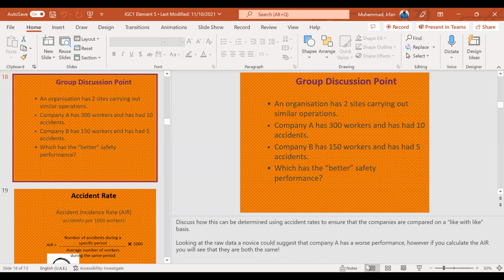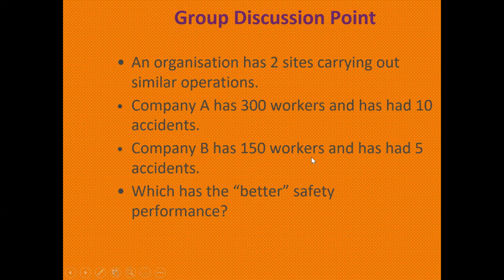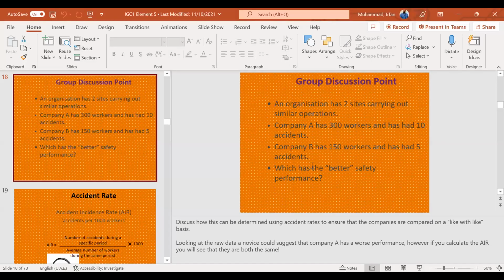So I think it's the same, because it's the same ratio between both companies. Yeah, but company A is in worse condition because when you count the accident rate, company A has the higher accident rate. Let me explain. Looking at the raw data, the number of workers is higher. But when you count the accident rate, it will become the same, because of 300 and 150 workers, right? The accident rate will be the same for both organizations.